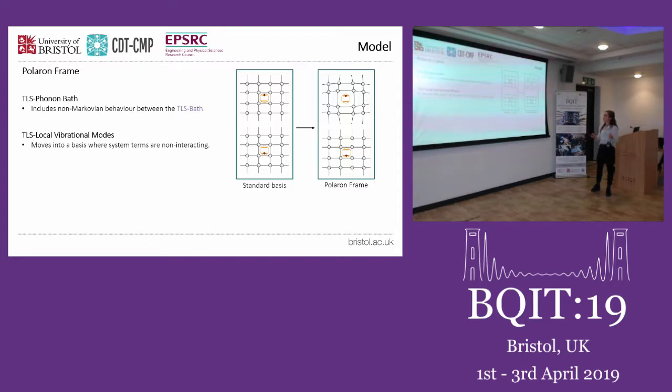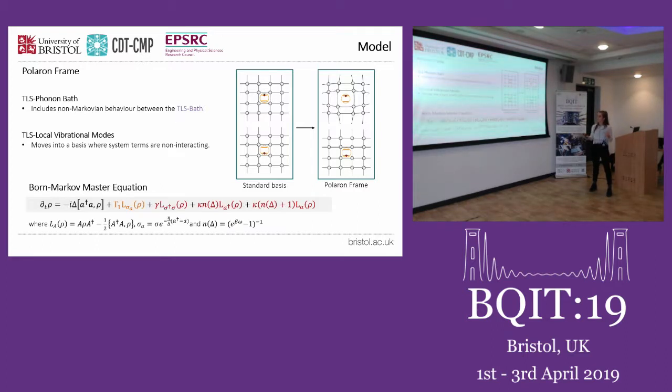What's quite novel about this model is I've done a second polaron transformation, but this time between the two-level system and the local vibrational modes, where the motivation for this is so that you move into a basis such that there are no longer any system terms that are interacting, and that makes the derivation of the master equation easier to handle. So now we have a polaron frame Hamiltonian. I've then derived a Born-Markov master equation in this polaron frame, where what that means is if you move back into the standard basis picture, you actually have a non-Markovian master equation. So what you can see here is the commutator of these local vibrational modes and four dissipator terms that will be described when I show you what I've plotted from this master equation.